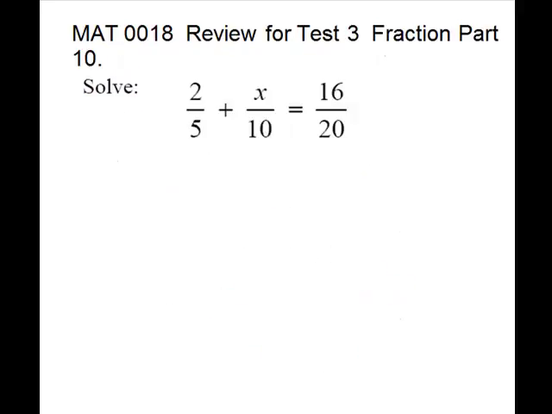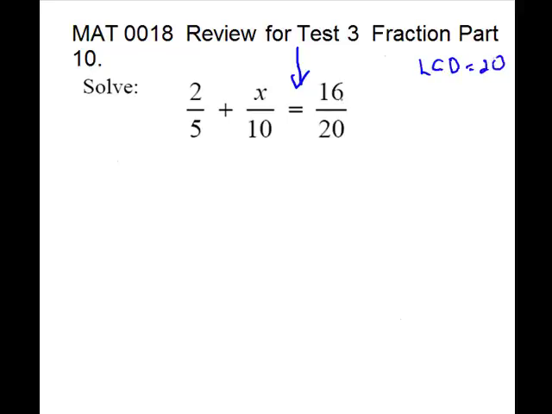Problem 10 is also an equation. Notice the equals symbol. So it's an equation. It has fractions. We want to get rid of the fractions. So first job is find the common denominator. Check the biggest one. Will everything divide into 20? It will. So this time our common denominator is going to be 20.